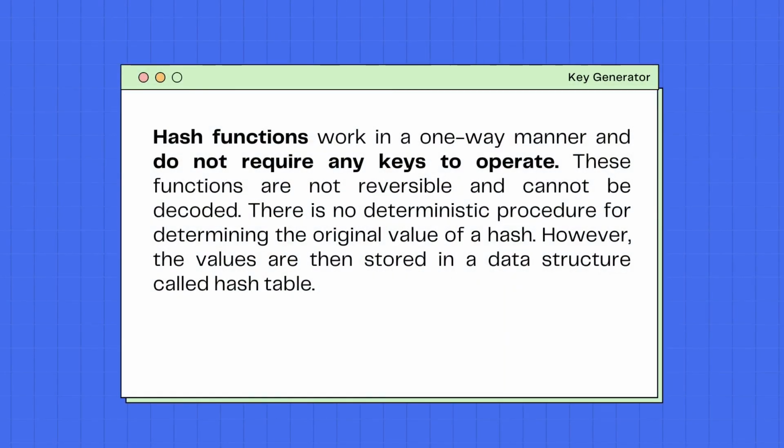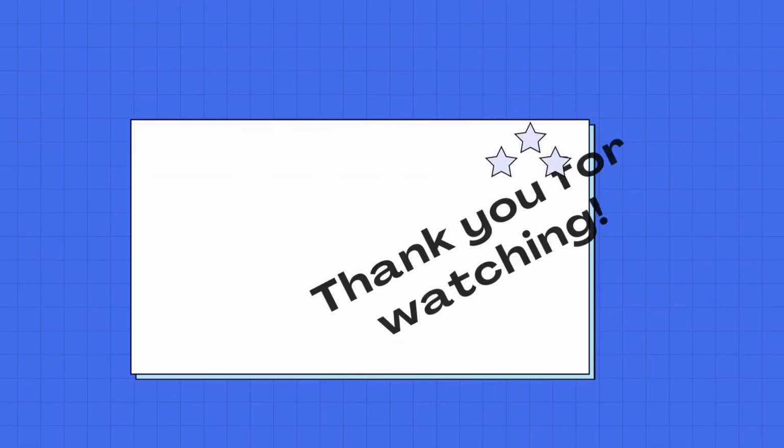How are hashing keys generated? Hash functions work in a one-way manner and do not require any keys to operate. These functions are not reversible and cannot be decoded. There is no deterministic procedure for determining the original value of a hash. However, the values are then stored in a data structure called hash table.